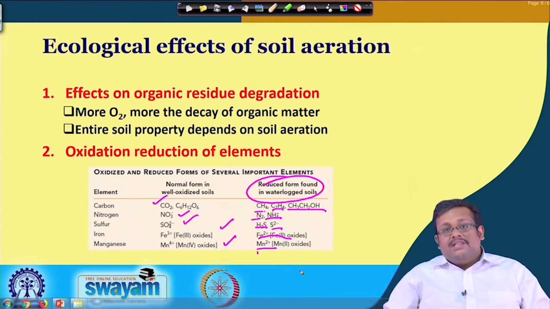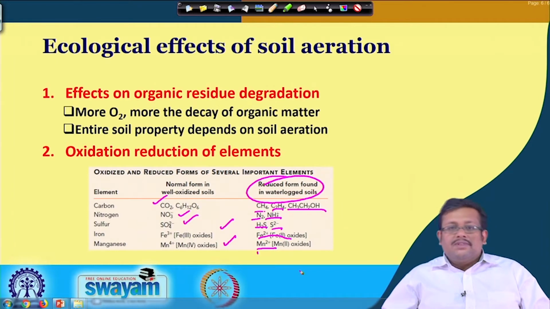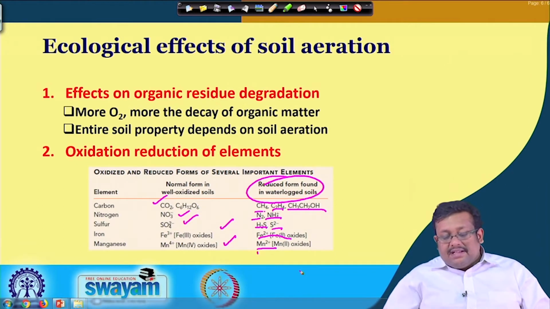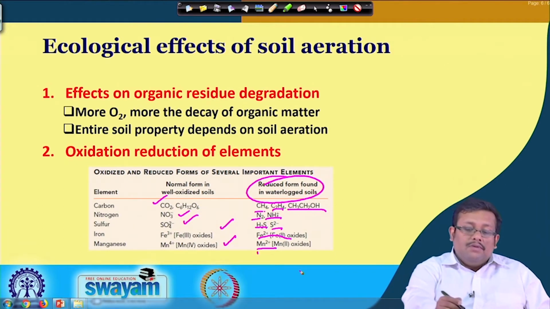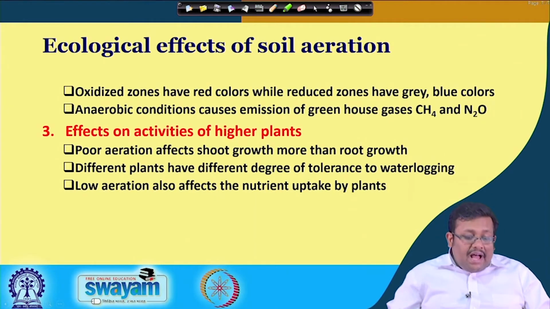Obviously, these oxidized forms will be present when there is more oxygen in the soil, whereas in the reduced condition, when there is less oxygen and more carbon dioxide, specifically in the waterlogged condition, there will be more carbon dioxide. As a result, reduced forms are present in these reduced conditions. So, what are the other important factors?